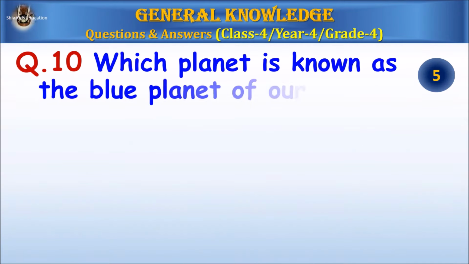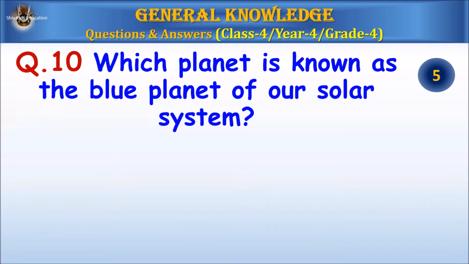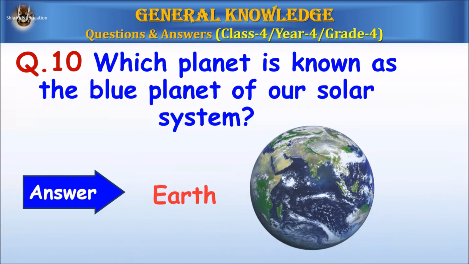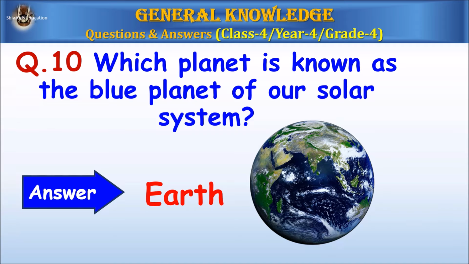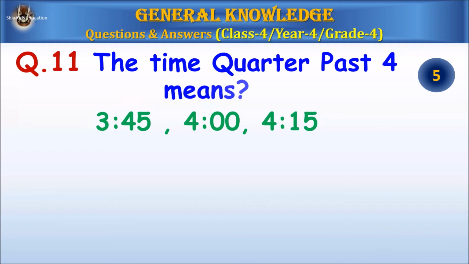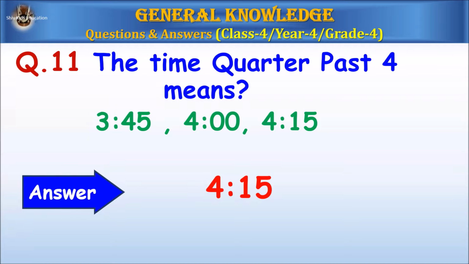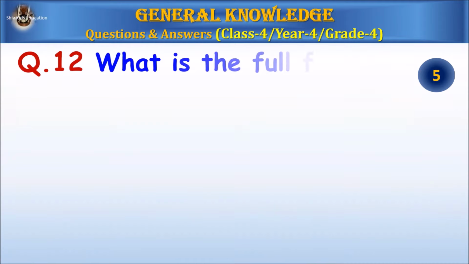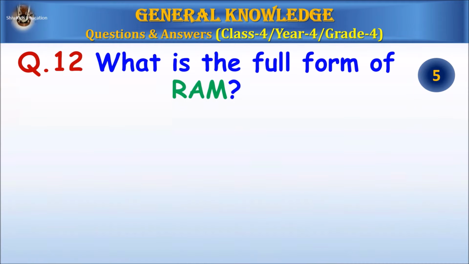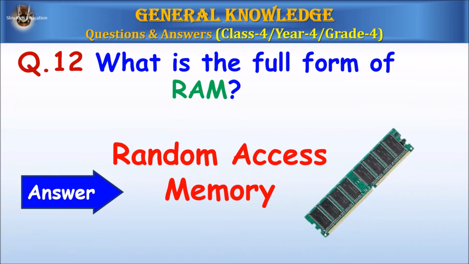10. Which planet is known as the blue planet of our solar system? Answer: Earth. 11. The time 4:15 means 3:45, 4 o'clock or 4:15. Answer: 4:15. 12. What is the full form of RAM? Answer: random access memory.